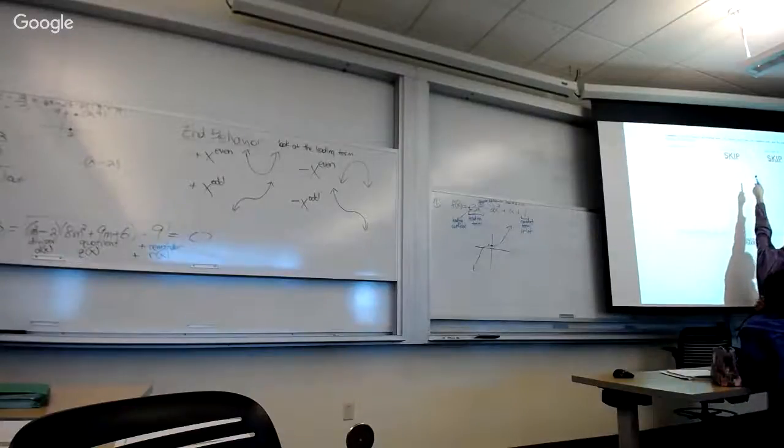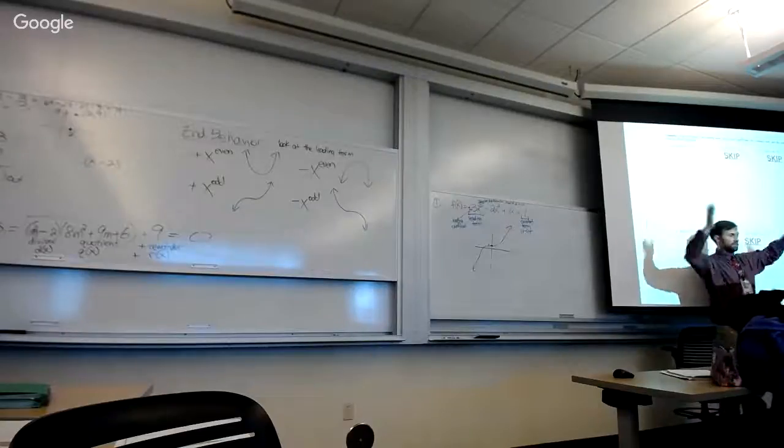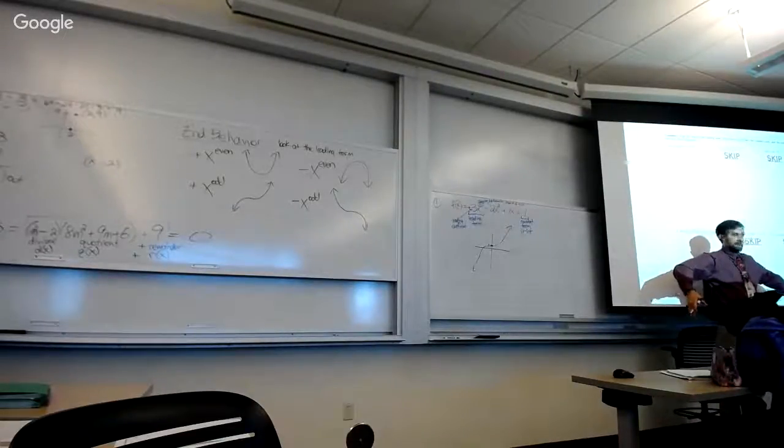Like, what's the end behavior of this one? Now, notice they wrote the terms out of order. What's the first thing you have to do? You have to put the terms in order. So let's just look at the leading term. It's a negative 3x squared. So does it look like this, or does it look like this? Yeah, it looks like this. Yeah, it's an upside down parabola.